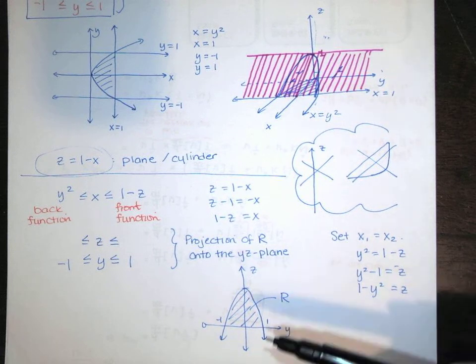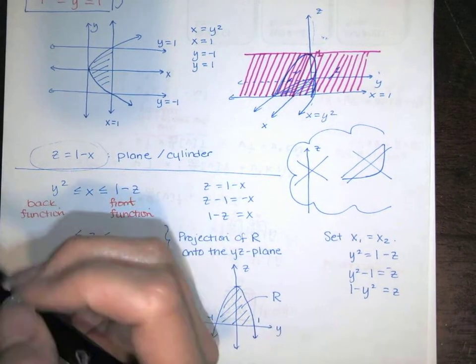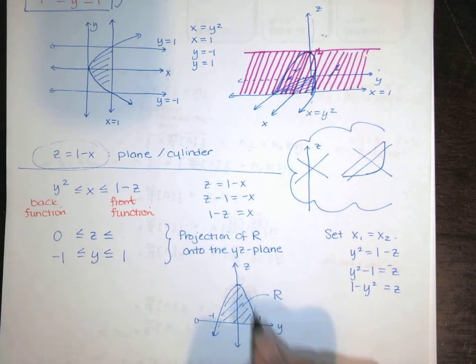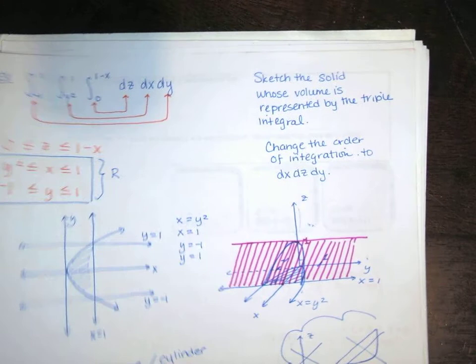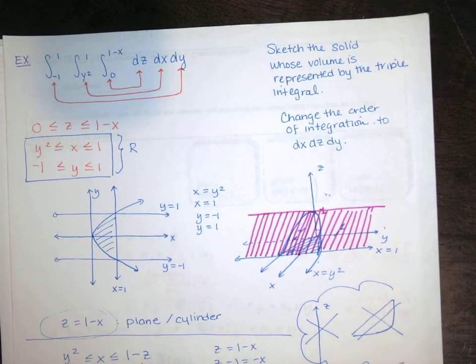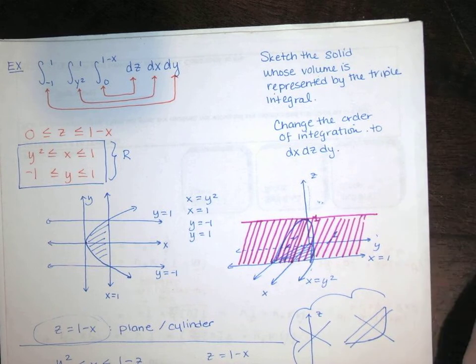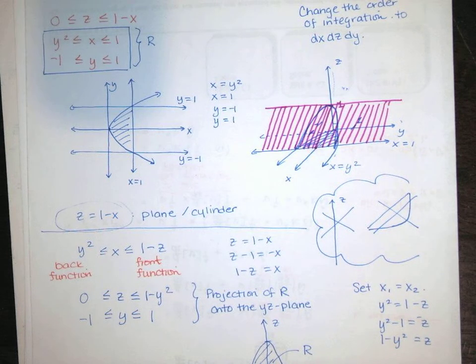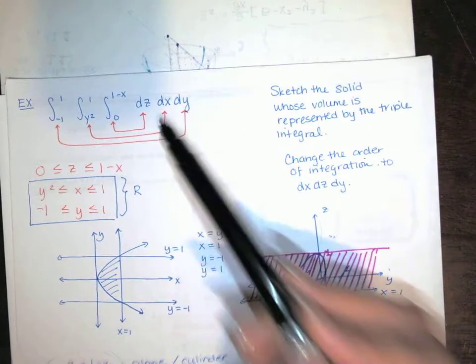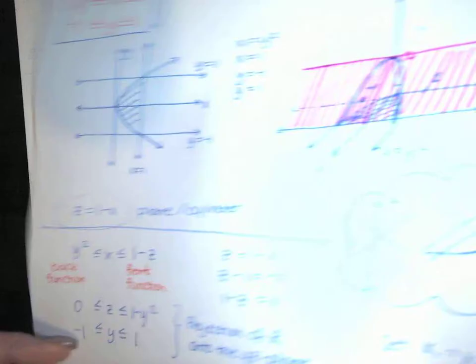Okay, so z is going from a function of y to a function of y. Well, it's just going from z equals 0 to this function, which we just found was 1 minus y squared. All right. So we're asked to sketch the volume, or the solid whose volume is represented by the triple integral, change the order of integration, and we have that. Now, if we've done everything correctly, the integral with these bounds and the triple integral with these bounds should give us the same answer. So let's check and make sure it works.